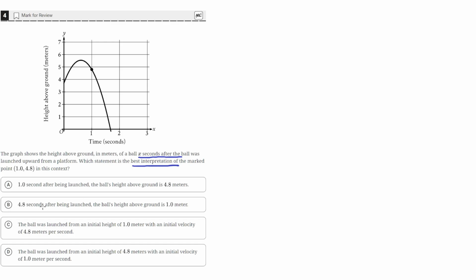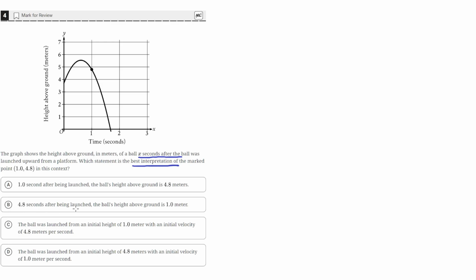So let's look at the answer choices. A. 1 second after being launched, the ball's height above ground is 4.8 meters. This seems to be the correct answer because x properly represents seconds, and this matches the x in the coordinate point here. And the y represents the meters above ground, and this is correctly represented here where it says the ball's height above ground is 4.8 meters. So overall A seems to be the correct answer.